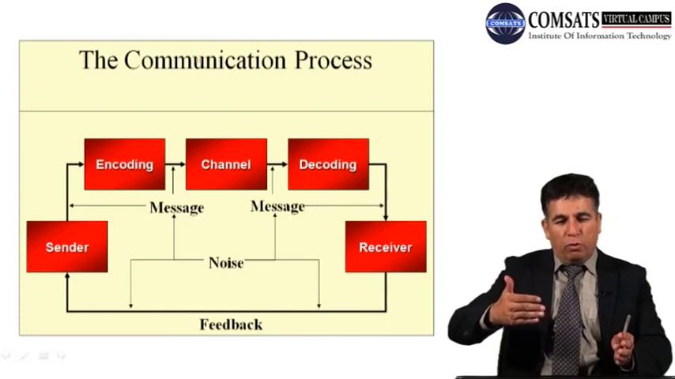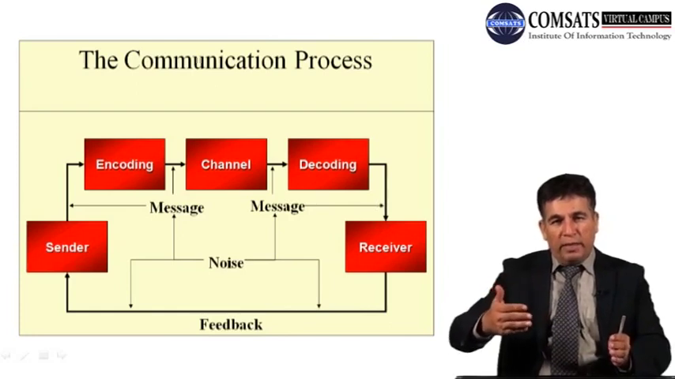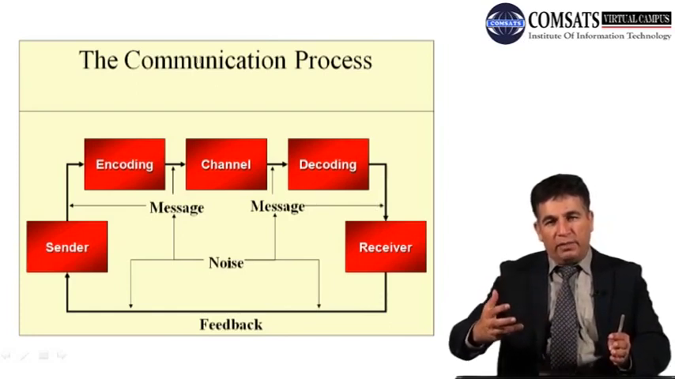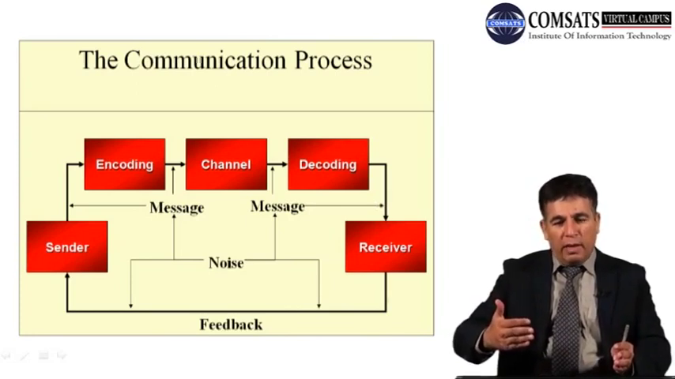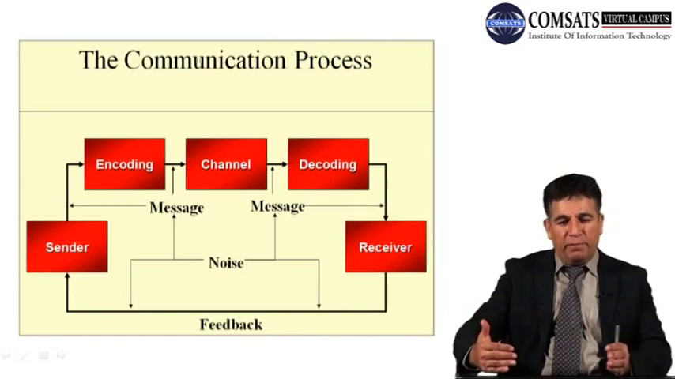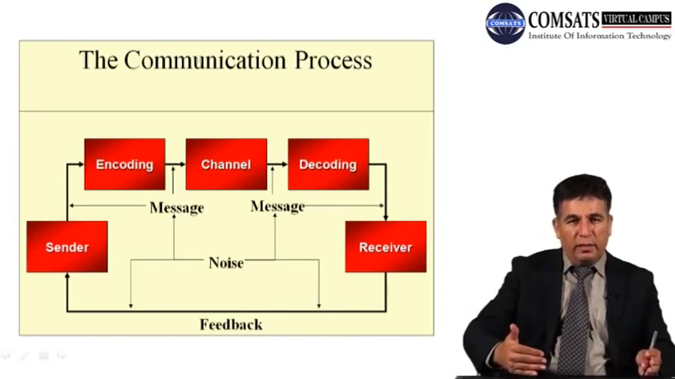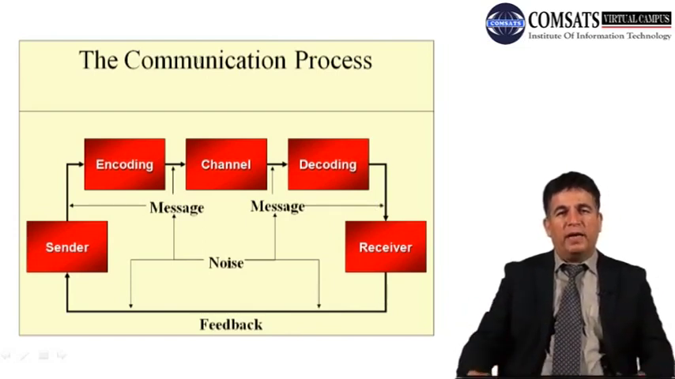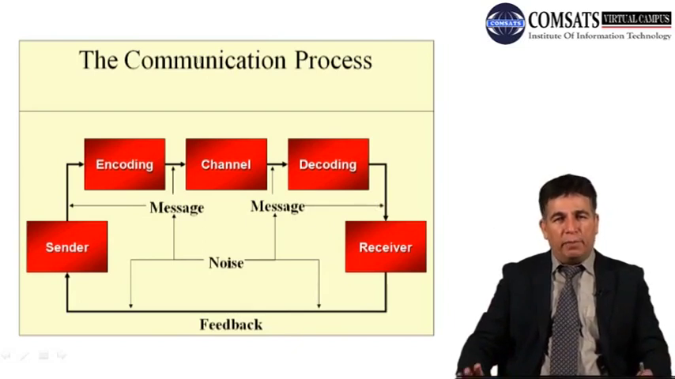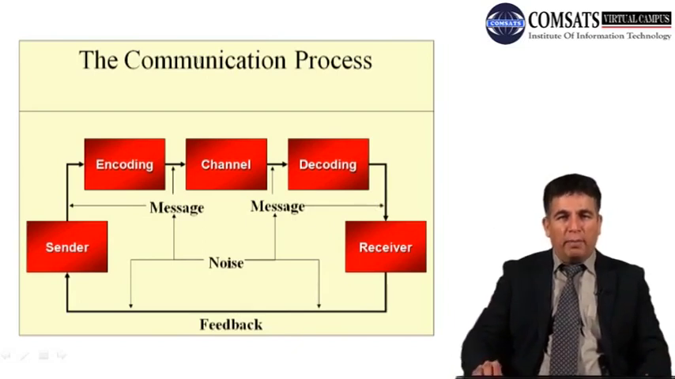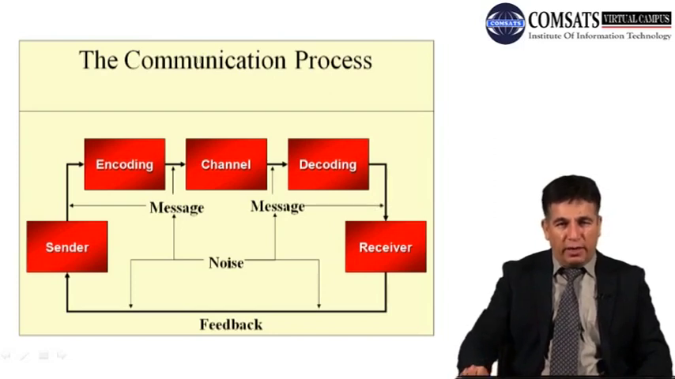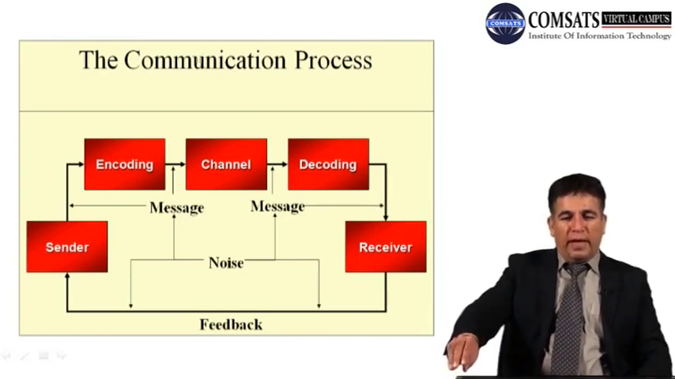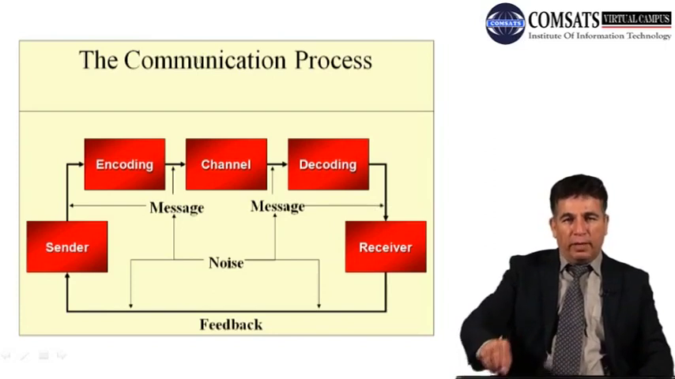And the message then goes to the receiver, and the receiver decodes that message and tries to understand it. And then the receiver sends the feedback to the sender that I have understood the information, I have understood the message, or I have only partially understood. I am able to understand or I am unable to understand, or I have had partial understanding. So a feedback is going from the receiver to the sender.